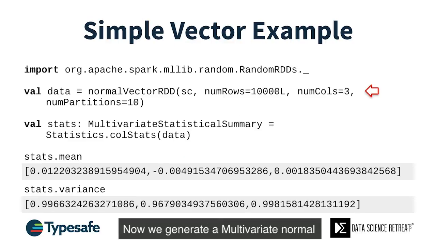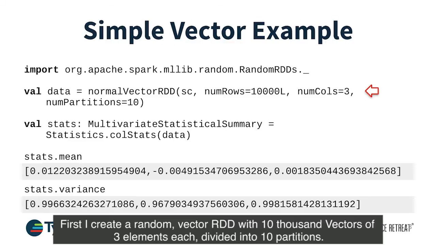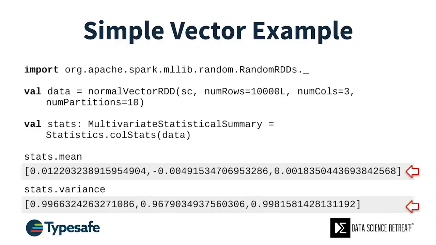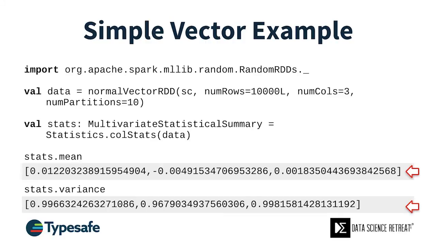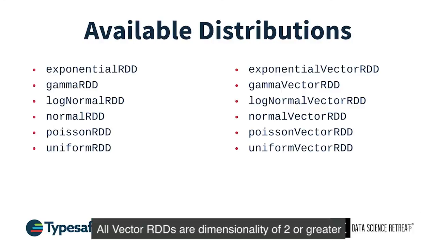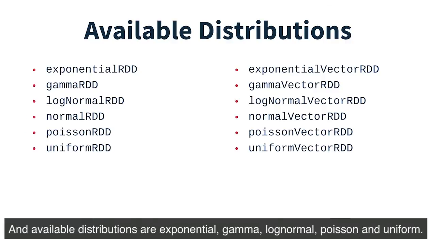Now we generate a multivariate normal. First, I create a random vector RDD with 10,000 vectors of 3 elements each, divided into 10 partitions. And once again, I compute the mean and variance just to illustrate that it's behaving as we expect when sampling from a multivariate normal distribution. All vector RDDs have dimensionality of 2 or greater, and available distributions are exponential, gamma, log normal, normal, Poisson, and uniform.